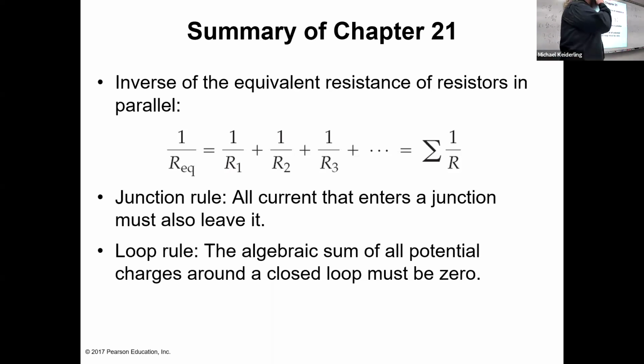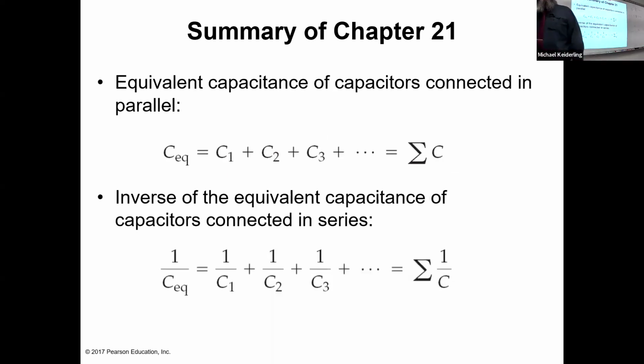The loop rule is that the algebraic sum of all potential changes around a closed loop needs to be 0. For capacitors, it's the other way around. Capacitors connected in parallel add their capacitance. And for capacitors connected in series, the equivalent capacitance is 1 over C1 plus 1 over C2 plus 1 over C3.